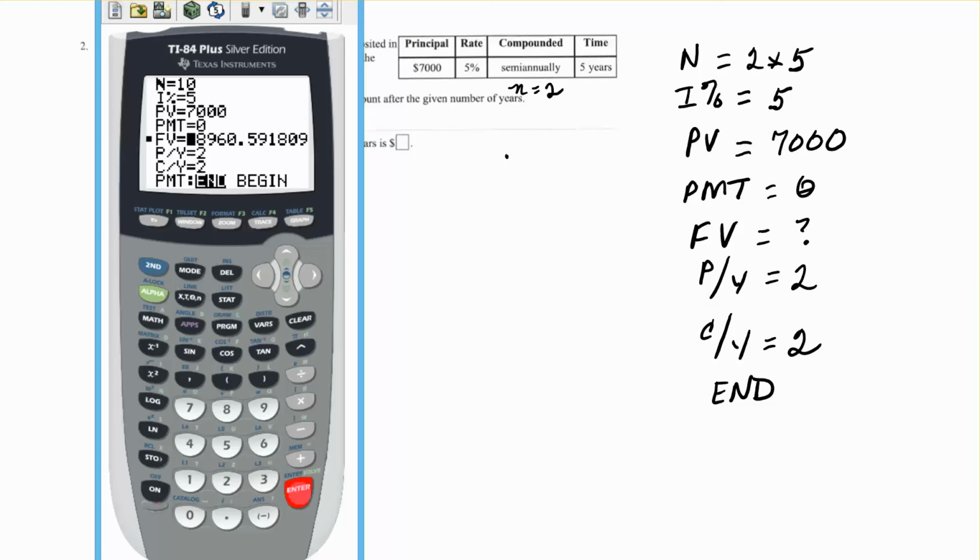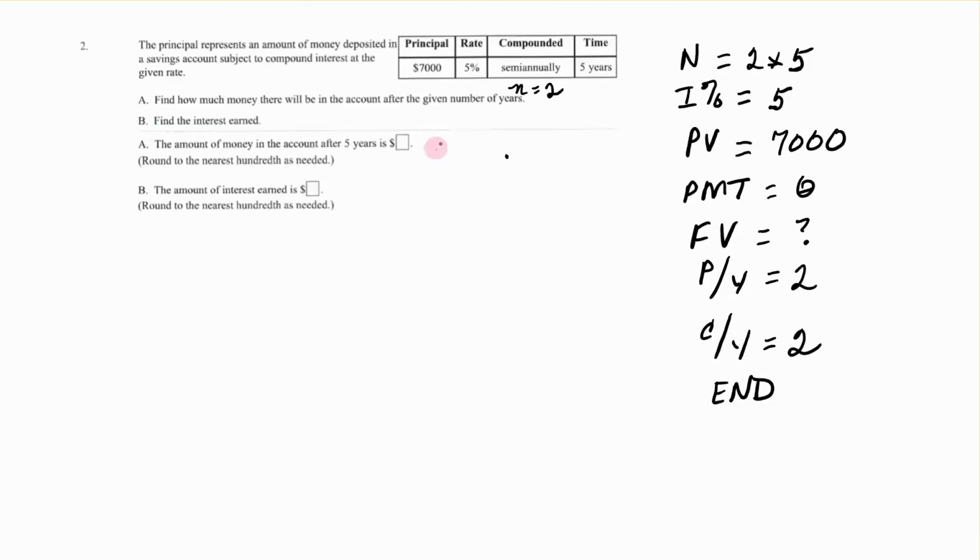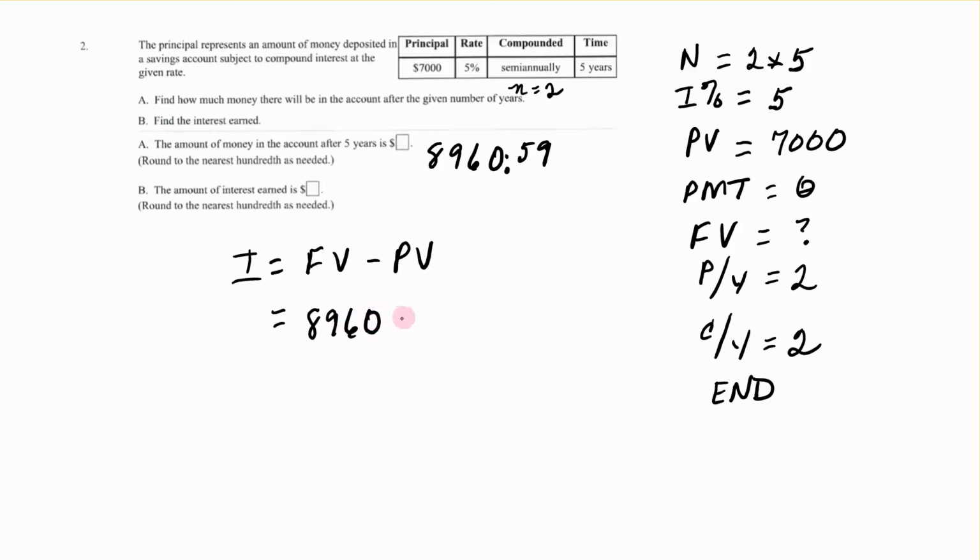And how much will be in the account will be $8,960.59. How much of that is interest? The amount of interest earned? Well, remember that interest is the future value minus the present value, 8960.59 minus 7,000 gives us, and remember on this 8960, that was negative, but we're going to learn to ignore it.